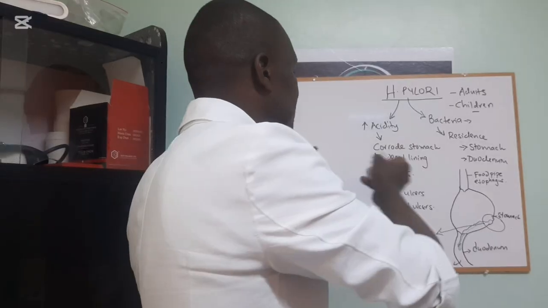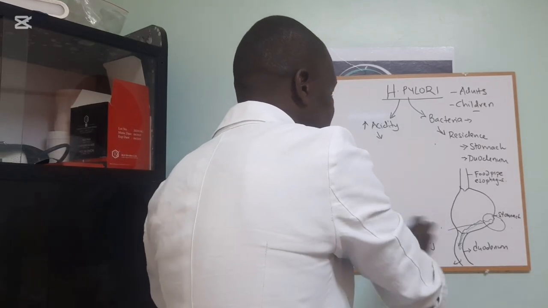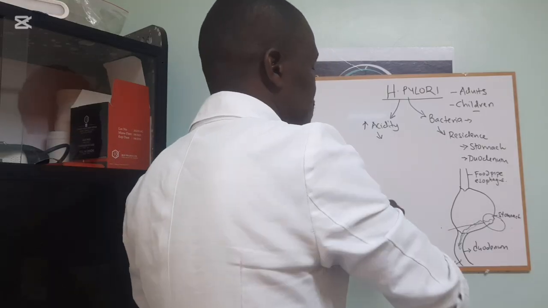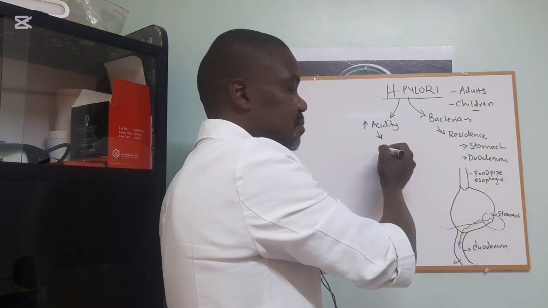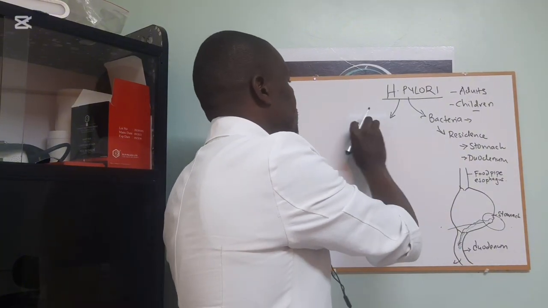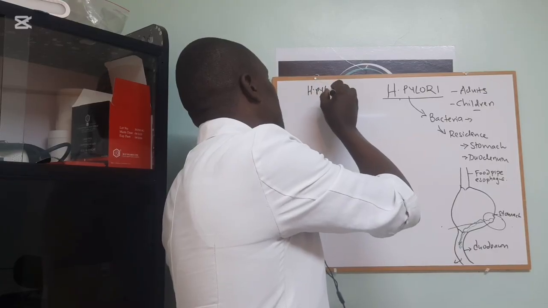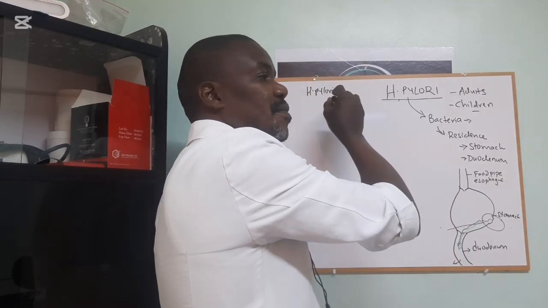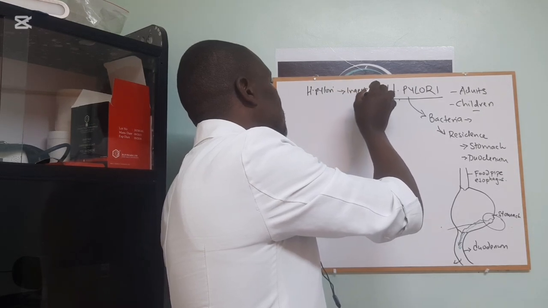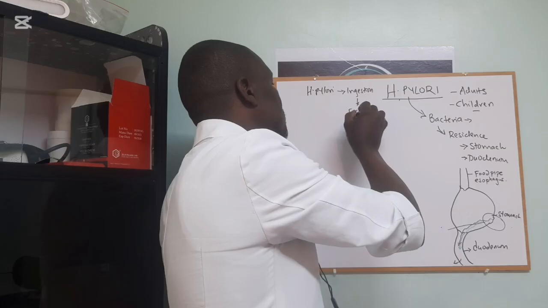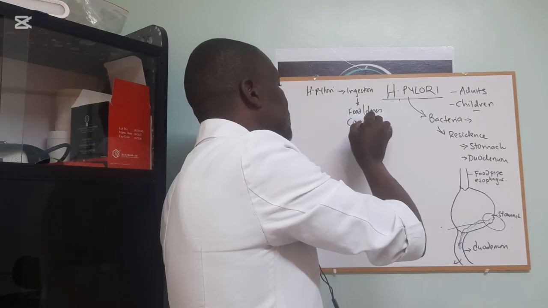So what happens with this H. pylori? This H. pylori forms a vicious cycle that it is important to discuss. H. pylori, I write it here, gets into the stomach through ingestion, through food and drinks contaminated with H. pylori.